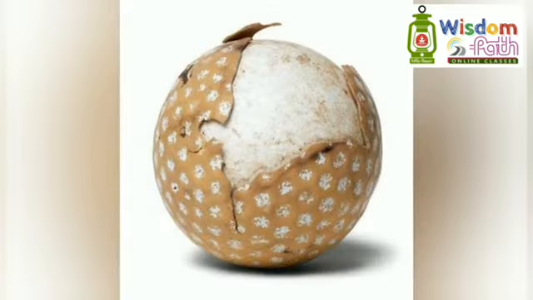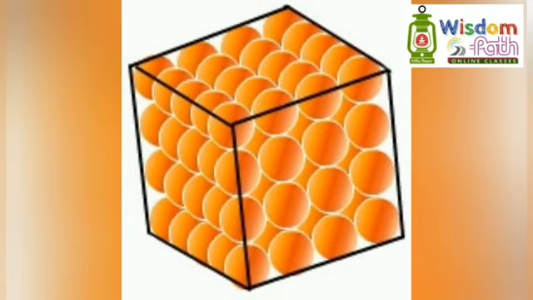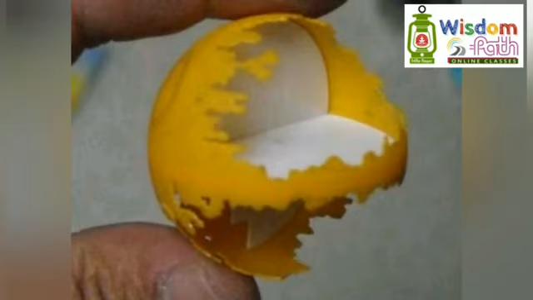But a golf ball is heavy and compact, so it has high density. If an object is heavy and compact, it has a high density.